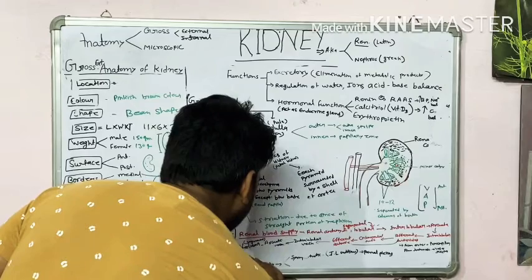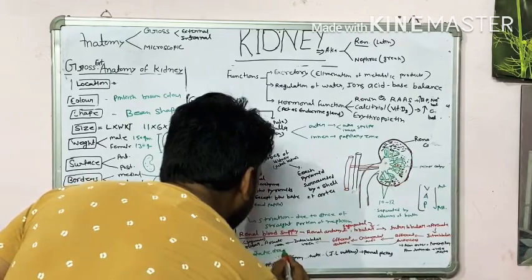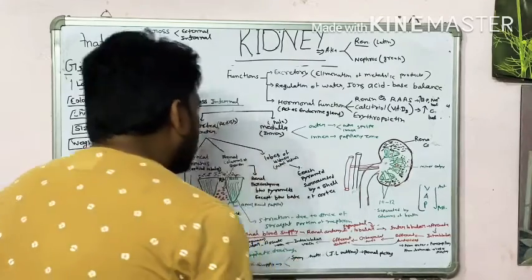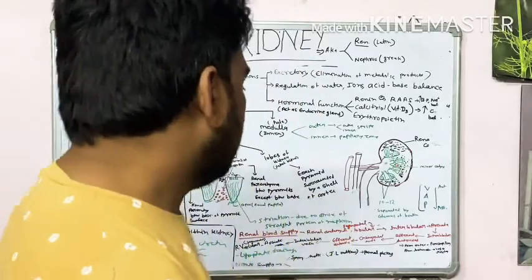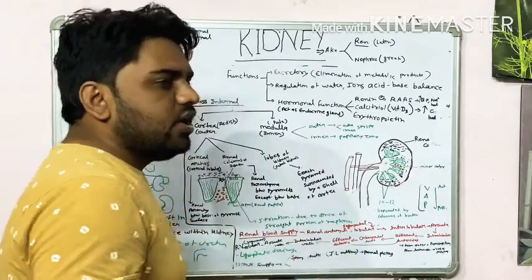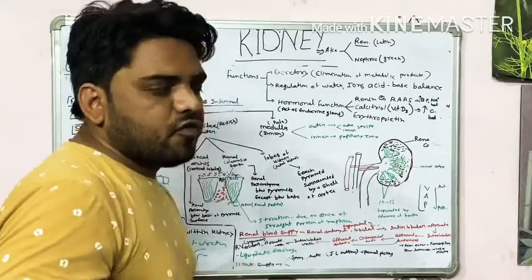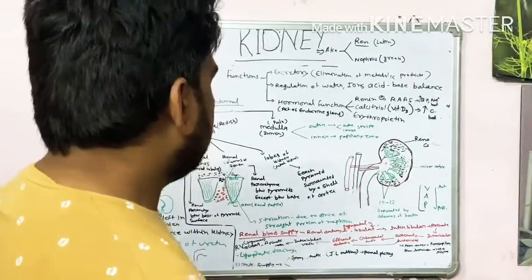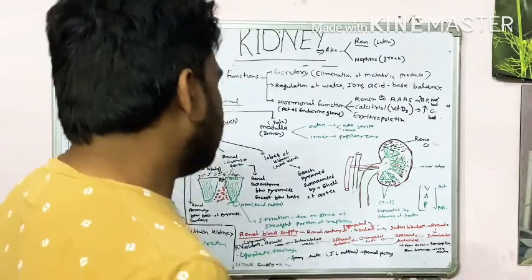Lymphatic drainage. All lymph nodes and lymph from the kidney drain into the thoracic duct, and from the thoracic duct into the veins.